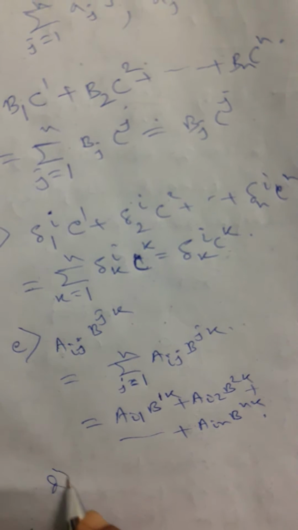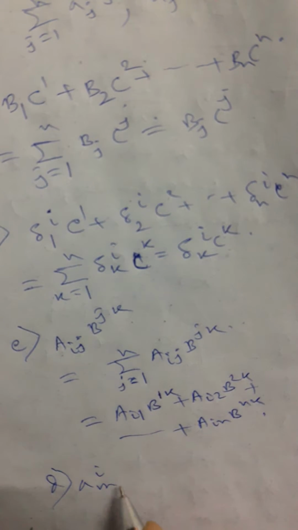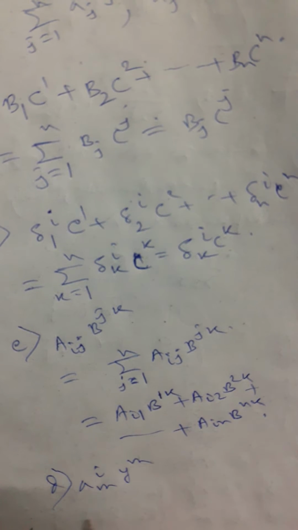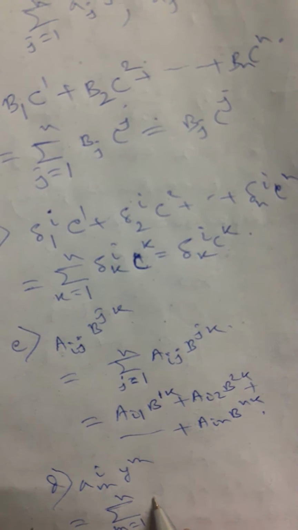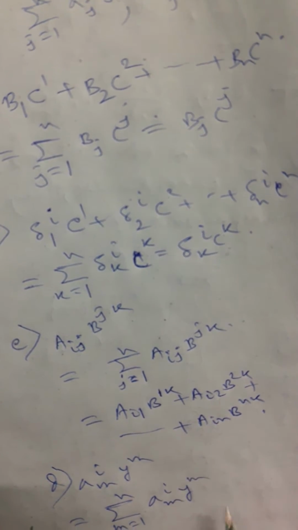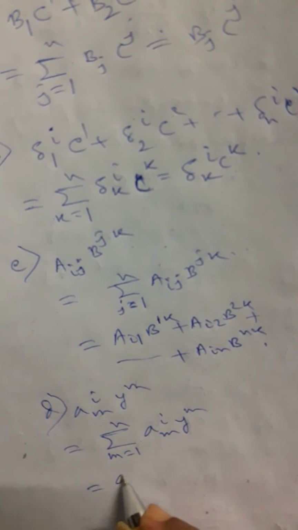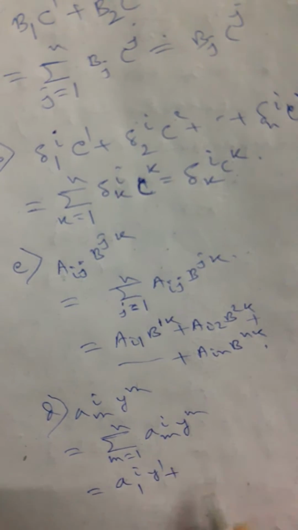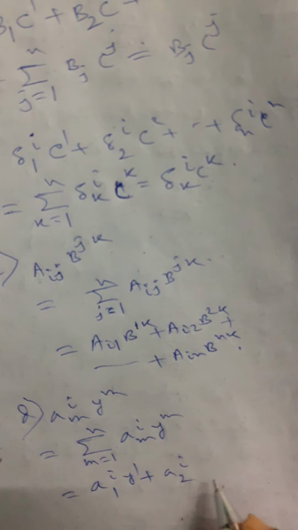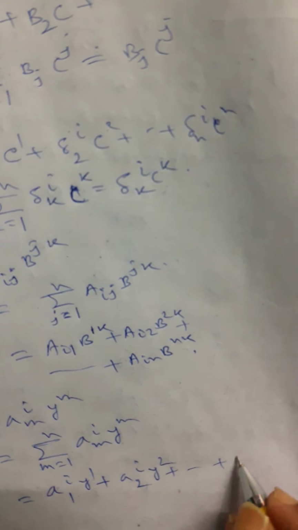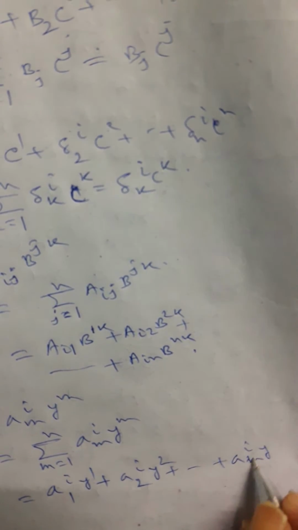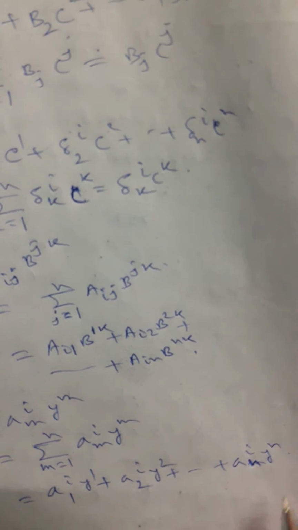Now, if we consider another example, a_im y_m, what will happen here? Already we use the summation convention over m, so m is equal to 1 up to n. a_im y_m will be a_i1 y_1 plus a_i2 y_2, in this way up to a_im y_n.